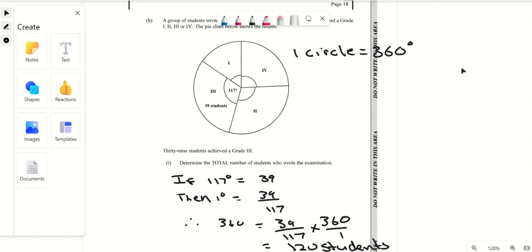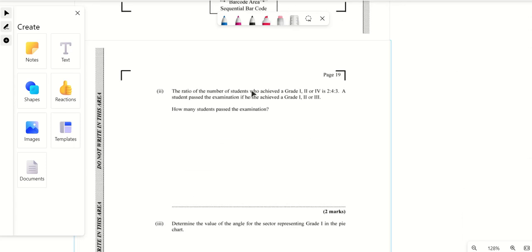students wrote the exam, right? And then they said the ratio of the number of students who achieve grade 1, 2, and 4. So 1 to 2 to 4. Sorry, 2 to 4 to 3 ratio, right? A student passes the examination, he or she must achieve a 1, 2, or 3 grade. How many students pass the examination?